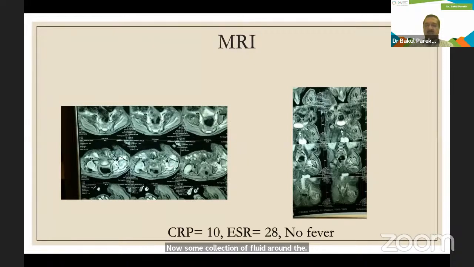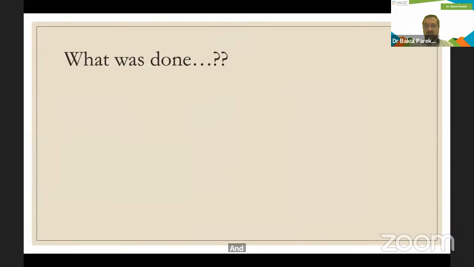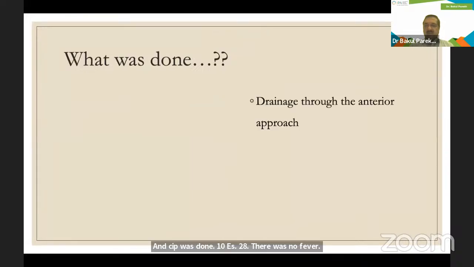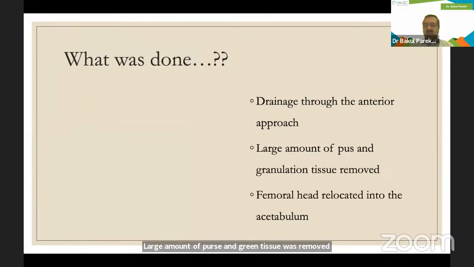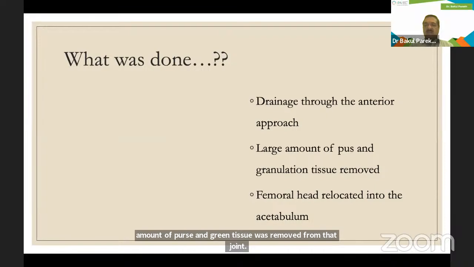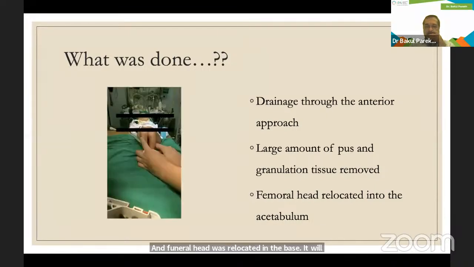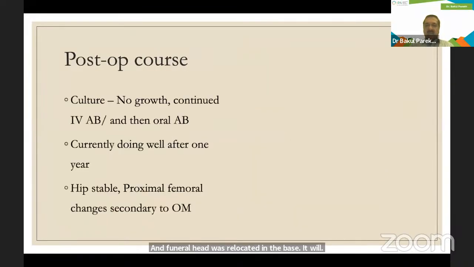And CRP was 10, ESR was 28, there was no fever. So what was done? Drainage through the anterior approach, a large amount of pus and granulation tissue was removed from that joint, and the femoral head was relocated into the acetabulum, and culture got no growth and continued with IV antibiotics and then oral antibiotics, because all these bony infections require lots of antibiotics for a longer duration.